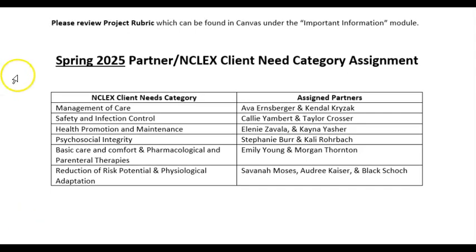So assignments for spring 2025 partner as well as the assigned NCLEX client need category for the assignment are listed on this project description handout. So management of care is going to be Ava and Kendall. And again, this is found in the NCLEX test plan. Safety and infection control, Callie and Taylor. Health promotion and maintenance, Eleni and Kana. Sorry if I'm mispronouncing anyone's name.